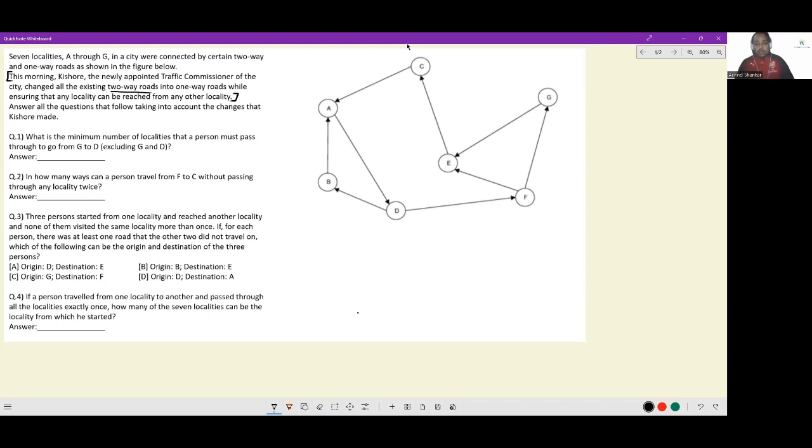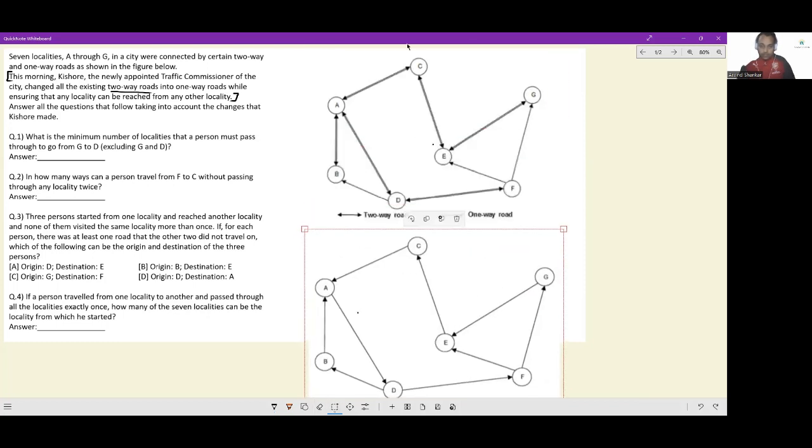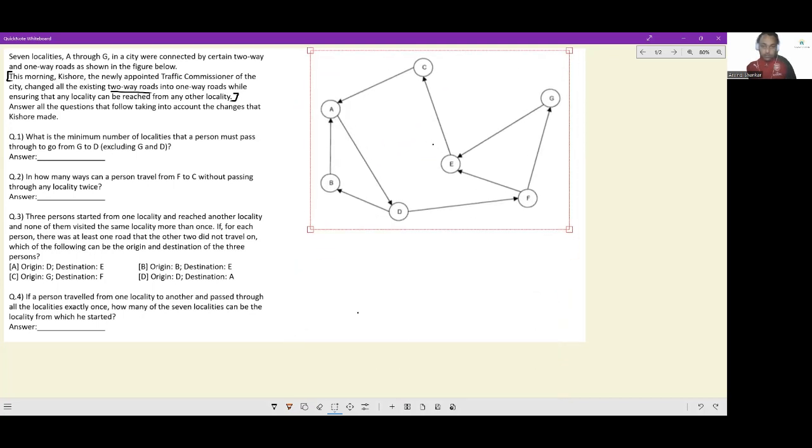Although the question has given us a separate diagram, at the time of solving you will arrive at this diagram, and this is the diagram on which you are supposed to solve. Let's go through the individual questions.